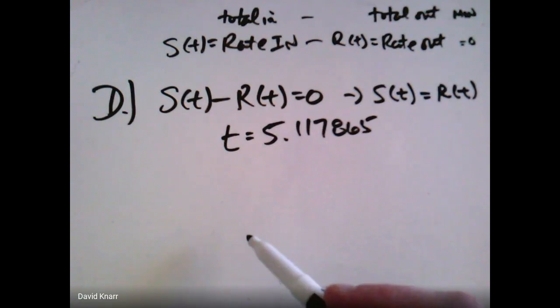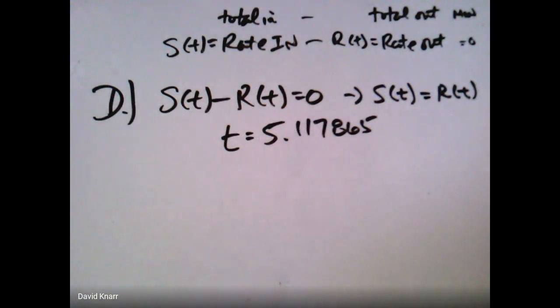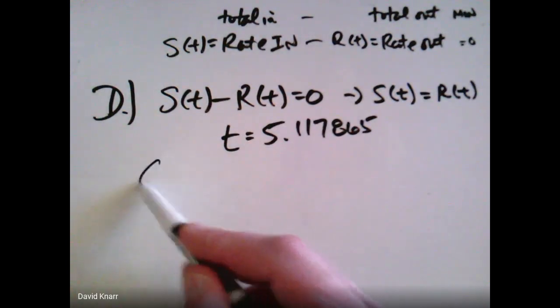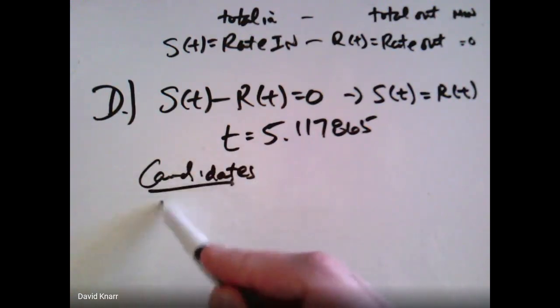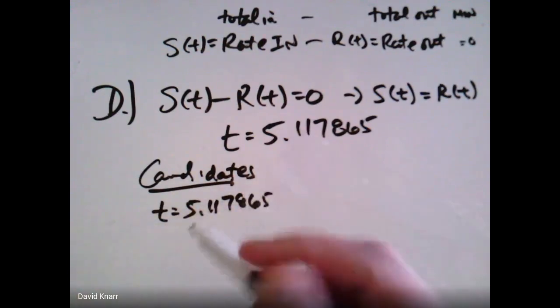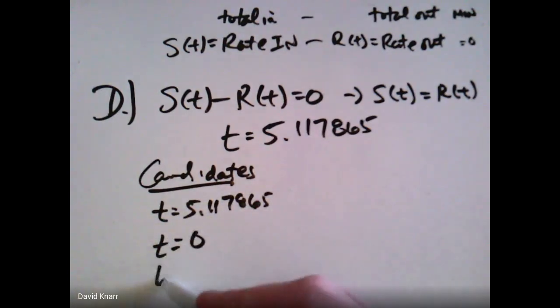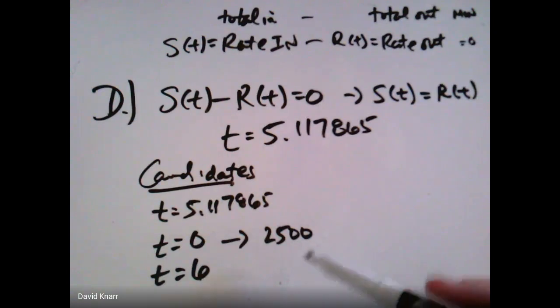Again, we're back in the same scenario where this interval is closed. So this is a candidate's problem, back to an election candidate's problem. My candidates are t equals 5.117865, t equals 0, and t equals 6. At t equals 0, I already know how much sand is on the beach. There's 2,500 cubic yards of sand.